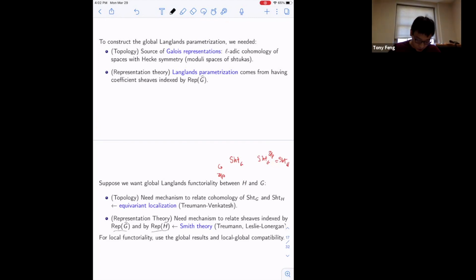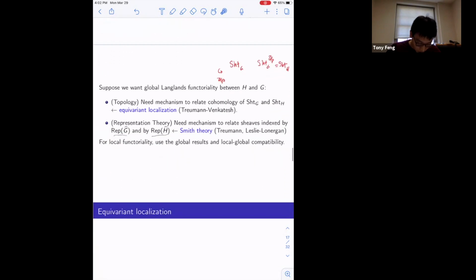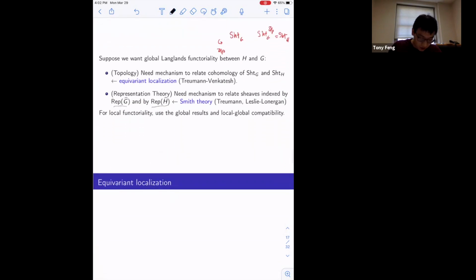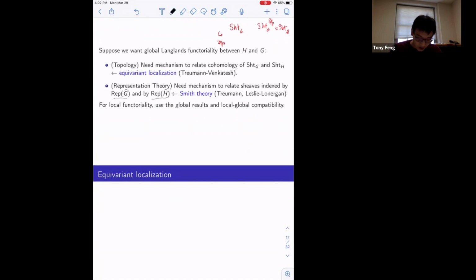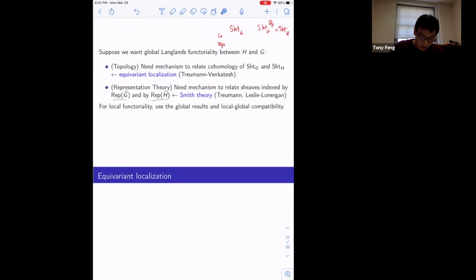All right, so I'm going to say something very briefly about topology, and then I'm going to focus my attention on representation theory. As I say, the topological input is equivariant localization. What is this? That came from the fact that in the situation of shtukas for G, if you took fixed points for a group action, you get shtukas for H.